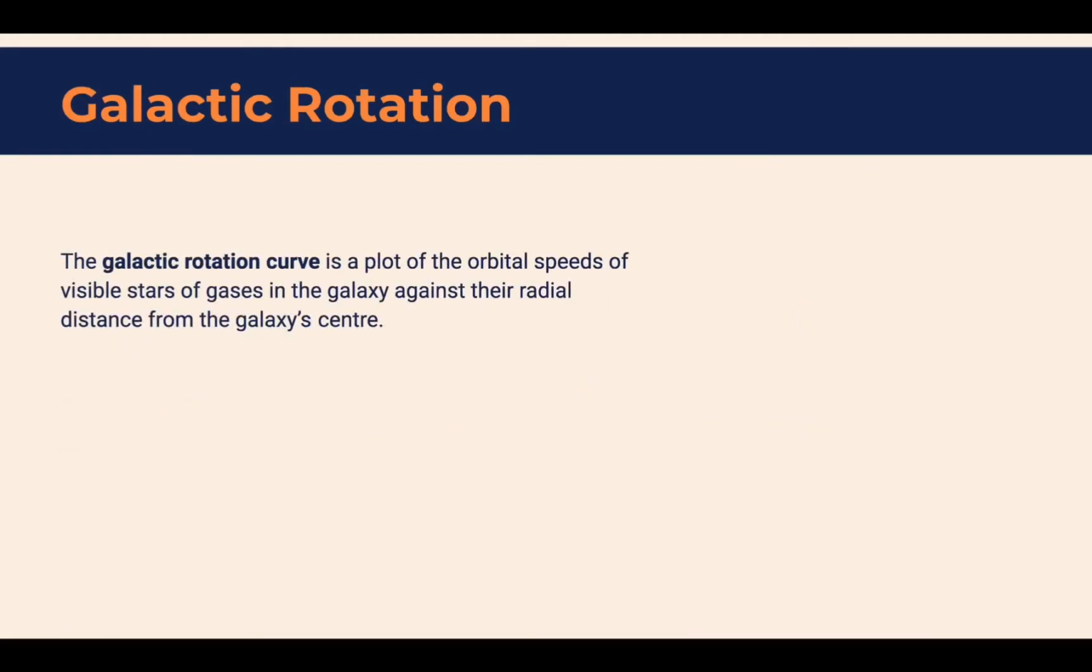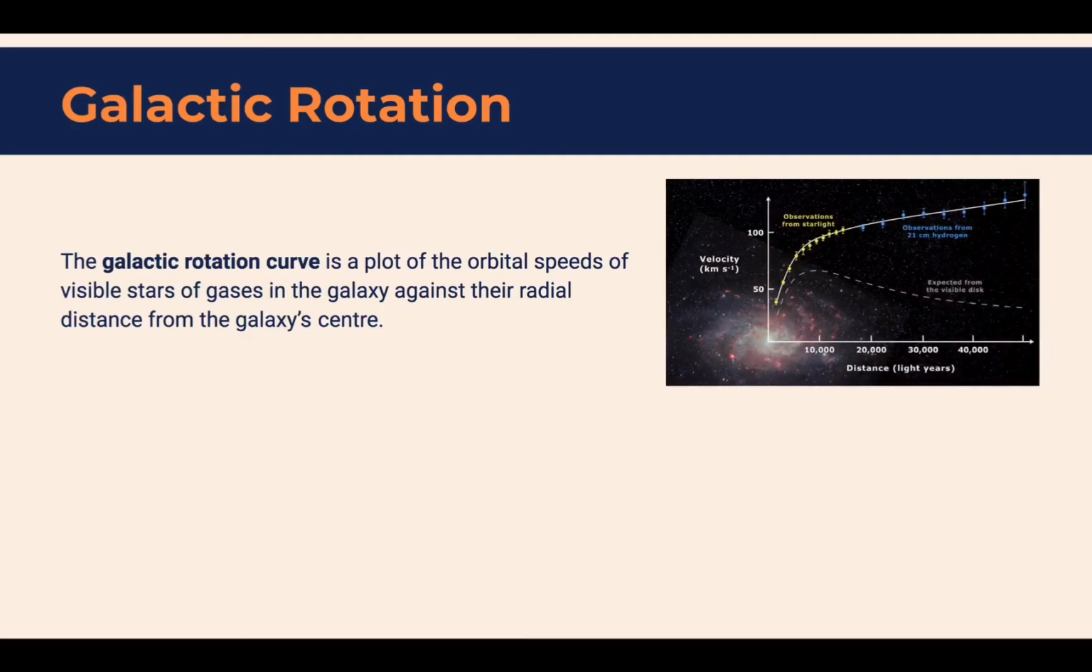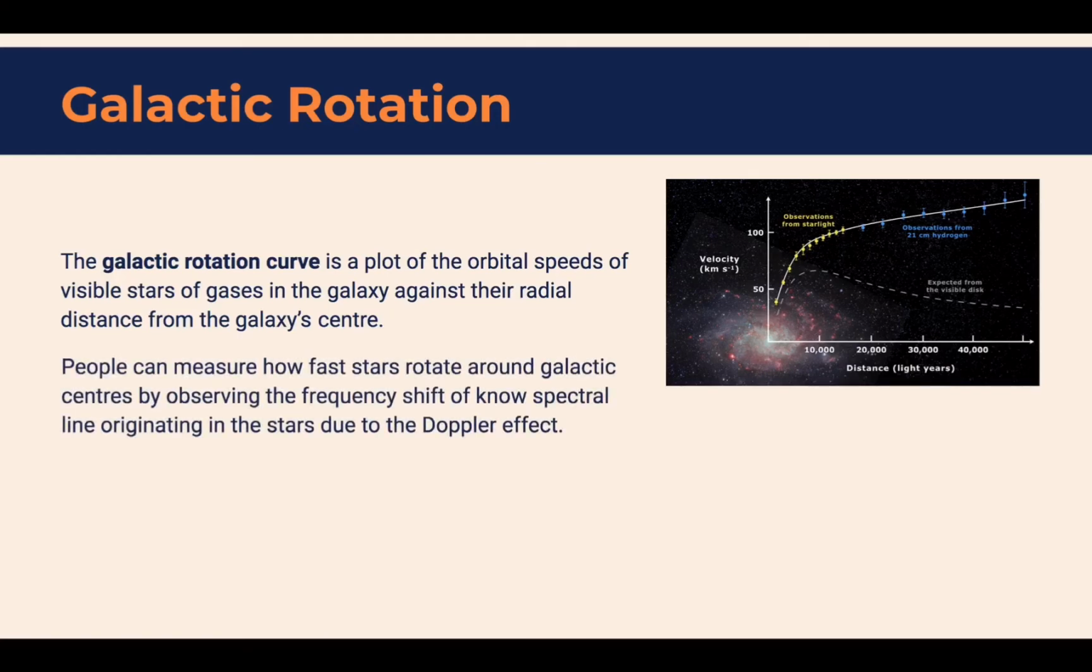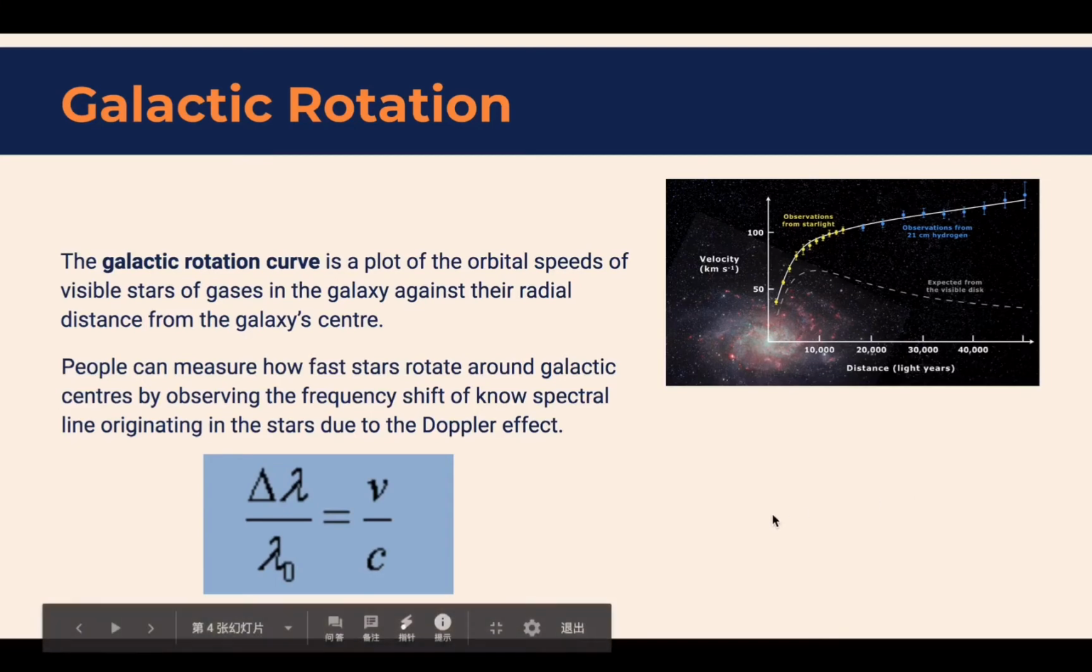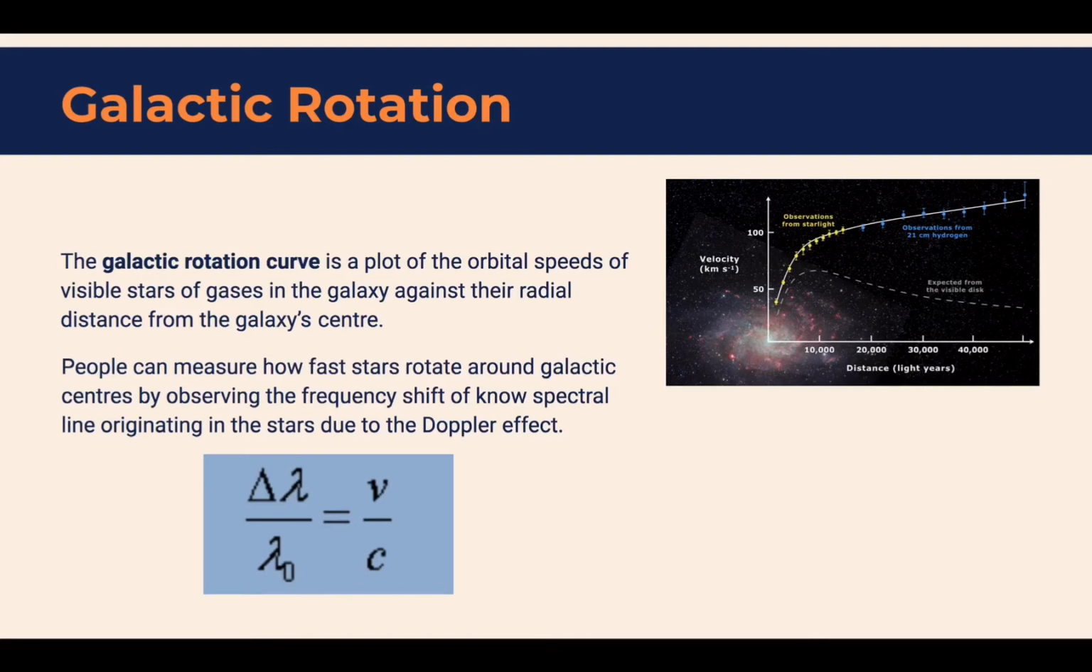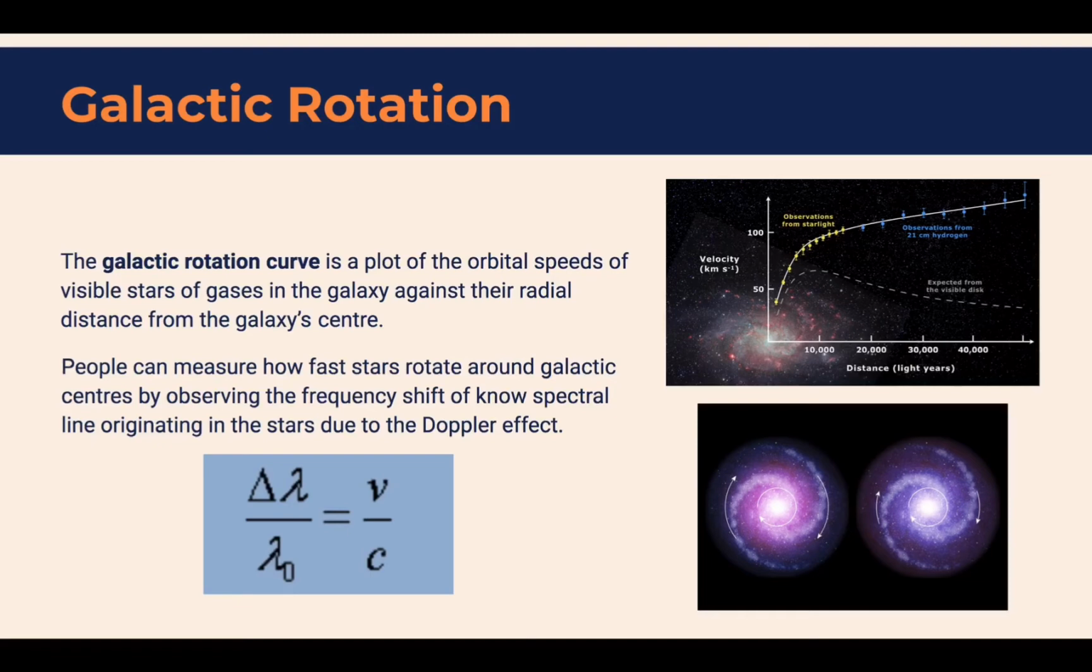The rotation curve, also called a velocity curve, of a disk-like galaxy is a plot of the orbital speeds of visible stars in that galaxy versus their radial distance from the center. Data from each side of the galaxy has been averaged out to create a curve. We can measure how fast stars rotate around galactic centers by looking at the frequency shift of known spectral lines originating in the stars due to the Doppler effect, for which the formula is shown here. As a star moves towards you, the wavelength of its light changes relative to the galactic center.